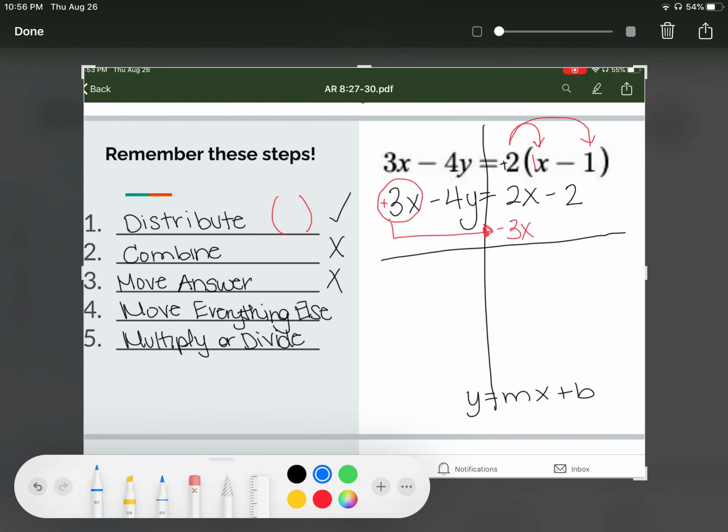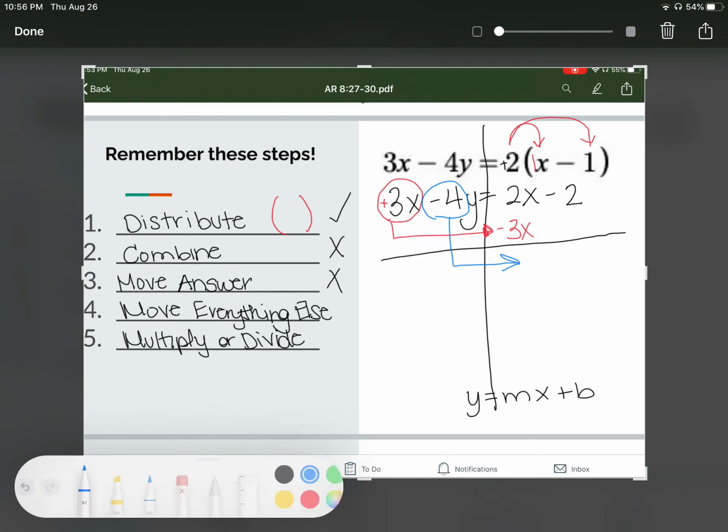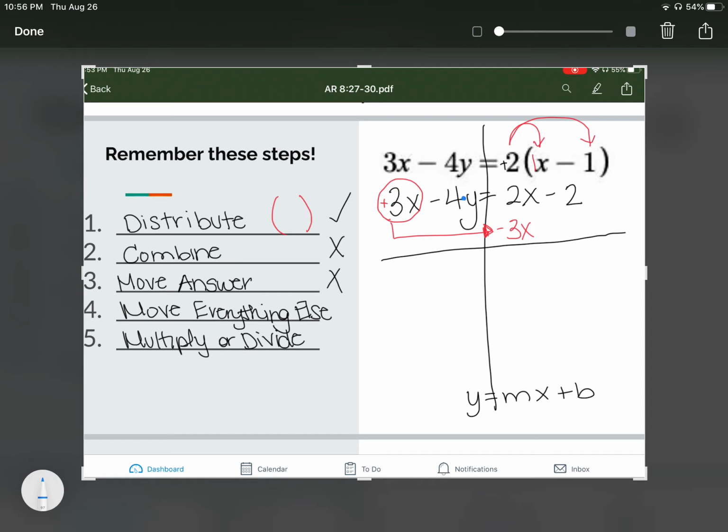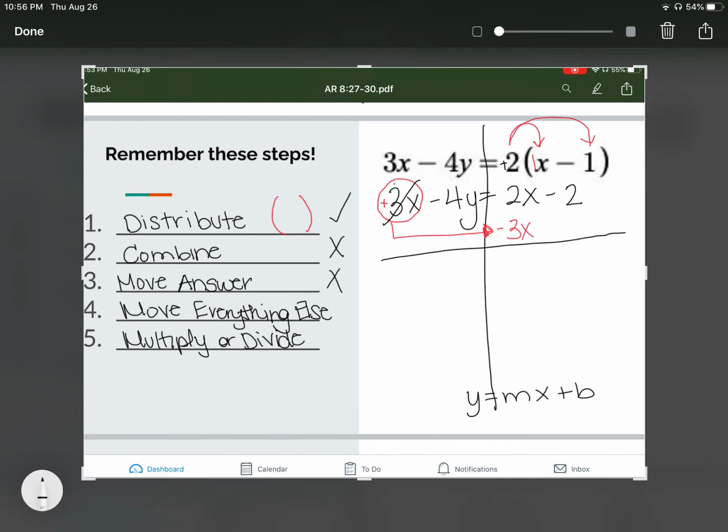Also, one thing I want you to remember is this. Can we circle this negative 4 and just move it to the other side? Absolutely not. This negative 4 is attached to that y. That's negative 4 times y. We cannot just move it to the other side. So since we've already moved this 3x, it's already gone, we're going to write what we have left. We still have a negative 4y. On this side, we got to think about what this says. 2 minus 3. 2 minus 3 is a negative 1, and the minus 2 comes down. So that was step 4. We moved everything else to the other side.